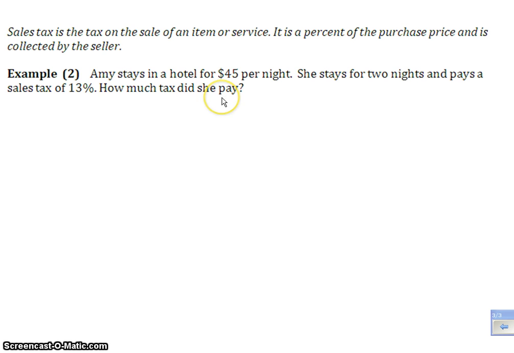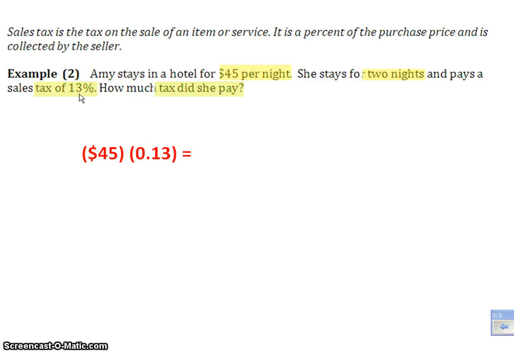Let's go back to the problem and highlight some important information. $45 per night. She stays for 2 nights, pays a sales tax of 13%, and the question is, how much tax did she pay? So we're going to start off with $45 per night. We're going to multiply that by 13%. Now remember, we're not going to enter 13 into the equation. We're going to enter 13% as a decimal.